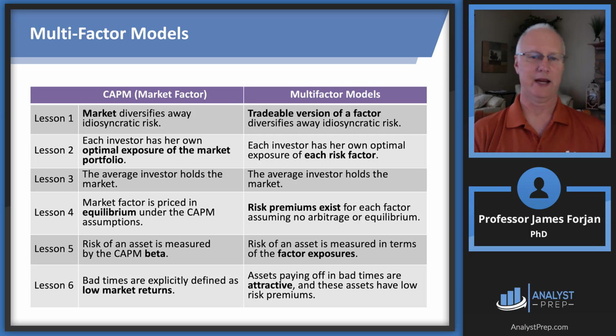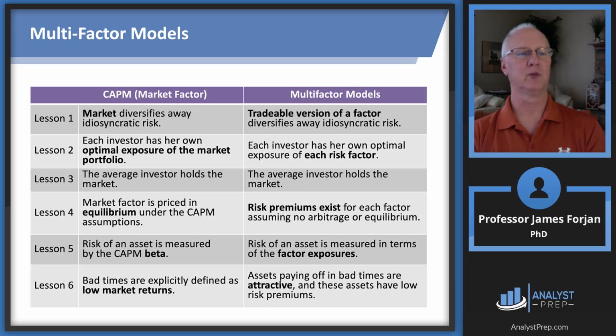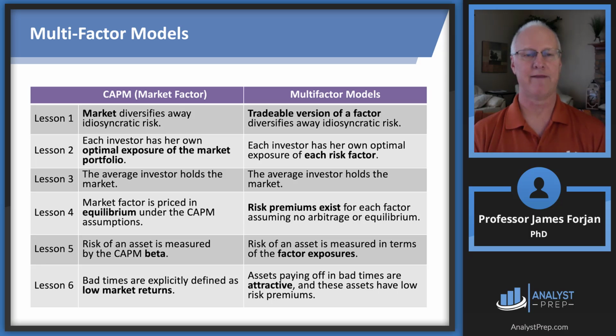Lesson 5, we have beta in CAPM and we have factor exposure. So we're going to have a factor exposure to interest rates. We're going to have a factor exposure to changes in GDP. And let me pick a silly one here. We could have a factor exposure to the number of clouds in the sky. Of course, hopefully that factor would be 0.